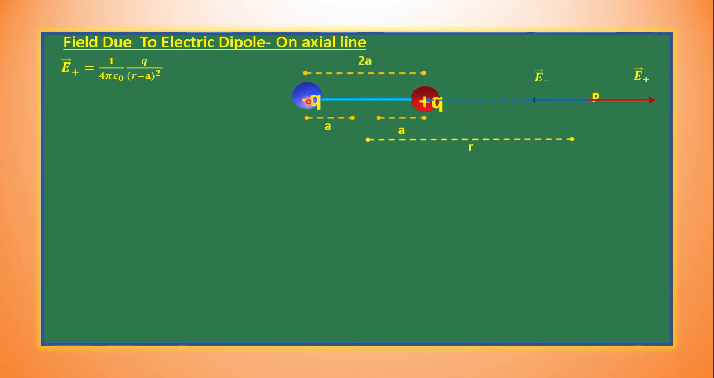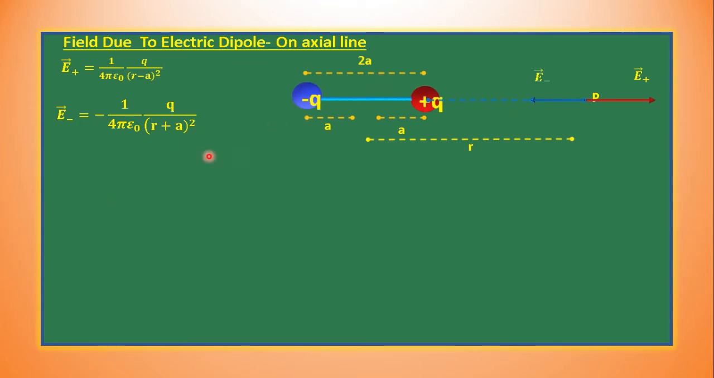Similarly for the electric field due to minus q, the charge is minus q. The length from this point to the point: from the center the point is at r, and this point is a. The total distance is r plus a. So we will write E minus equal to minus 1/4 epsilon 0 q by r plus a the whole square. Remember there is a negative sign because the charge is negative. If we take the direction away from the dipole as positive, then E minus will be negative. Both are vectors, but I haven't written the direction here; I told you the directions.